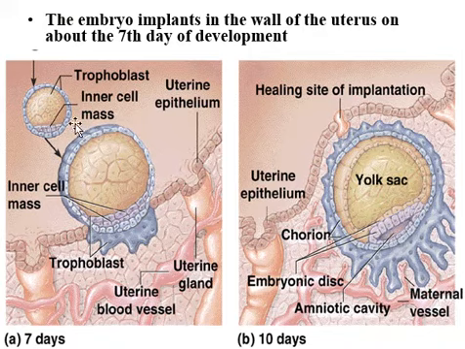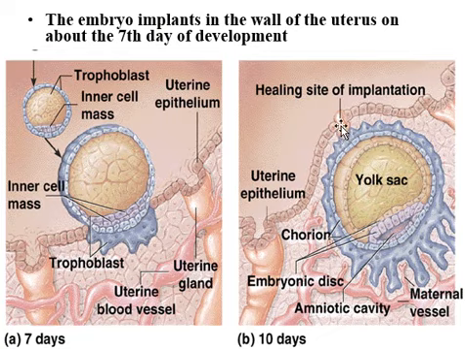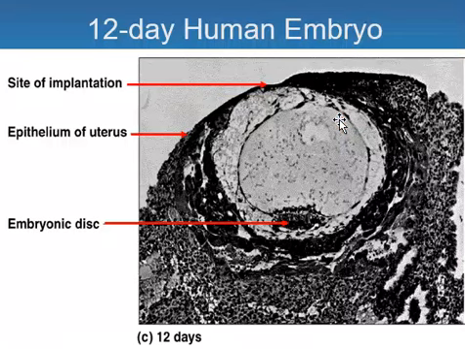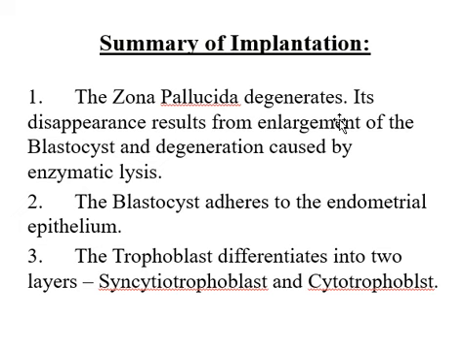Here you can see the blastocyst. So this total is the blastocyst, the inner cell mass, the cytotrophoblastic cells, the syncytiotrophoblastic cells. This is the endometrium, now known as decidua. So in the second, this is the healing side of the implantation. The plug is there. This is the electron microscopic photo of a 12-day human embryo. So this is very important. You must remember. Now this is the summary of the implantation.